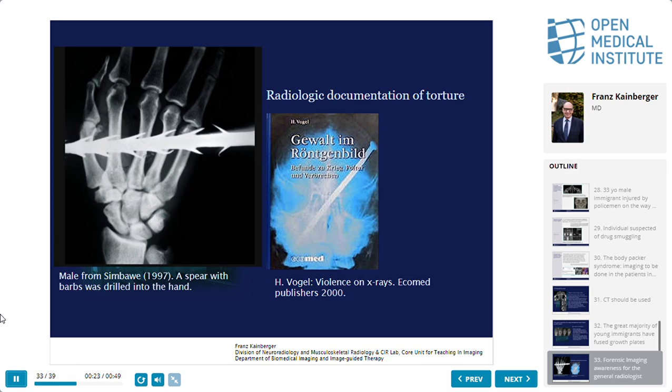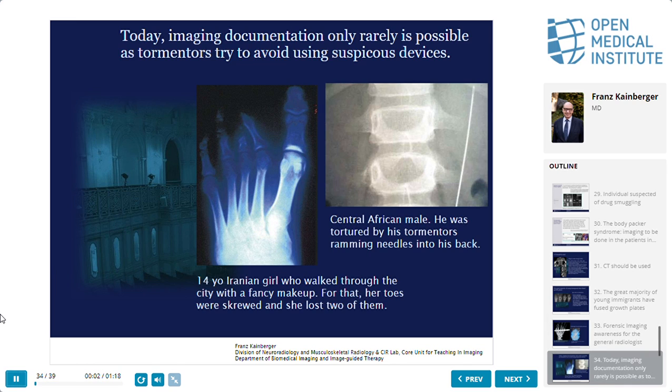Another topic, torture. Radiologic documentation of torture. There is a very interesting book. Unfortunately, you can't buy it anymore, but it was done by Professor Vogel from Hamburg, and he has collected all those abnormalities. Here you see an image of a male from Zimbabwe, a spear with barbs was drilled into his hands. I think this is a very important documentation that we have here. This is another image, a Central African male. He was tortured by his tormentors, ramming needles into his back.